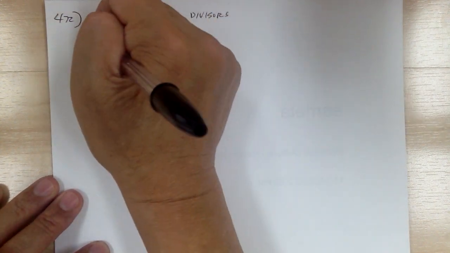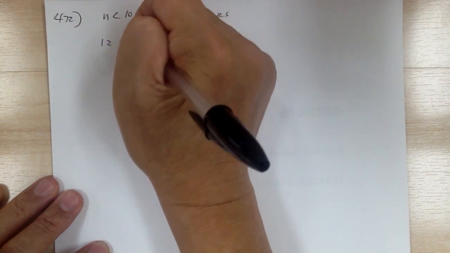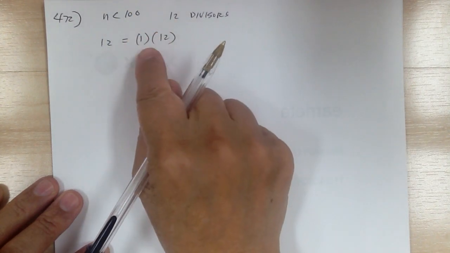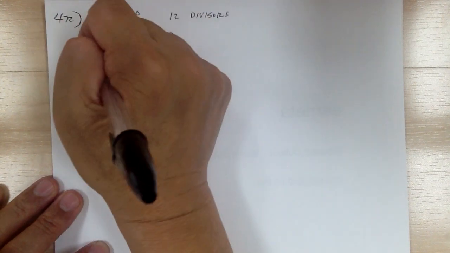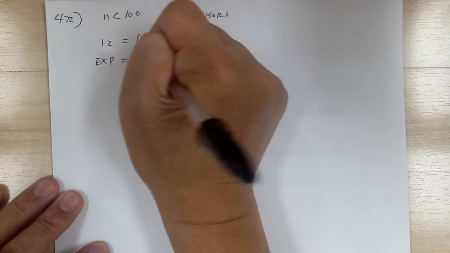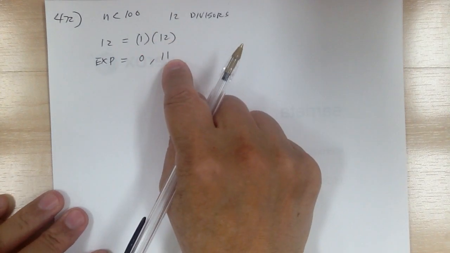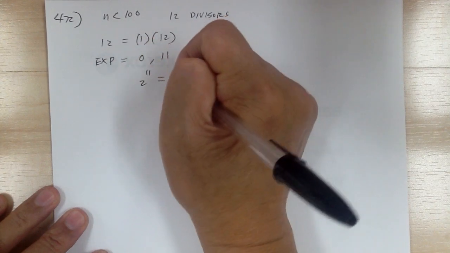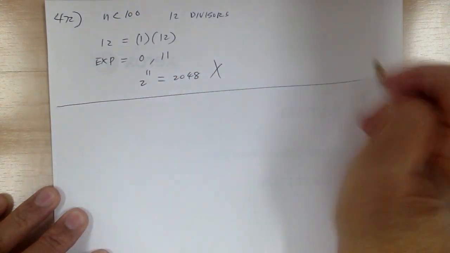So what we need to do first is break 12 down into factors. So 12 equals 1 times 12. Remember, the exponent would be 1 less than the choices, so the exponents would be 0 and 11. 11 is a very high exponent. If you try the lowest number, 2 to the 11 equals 2048. So this is no good already.